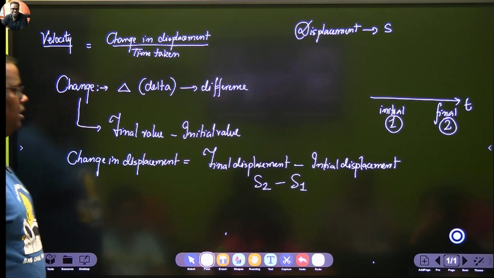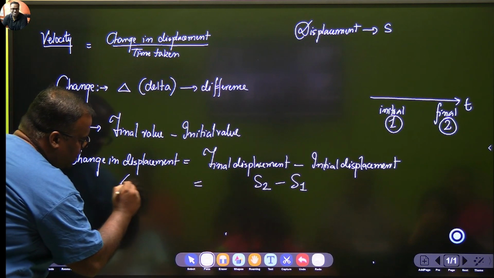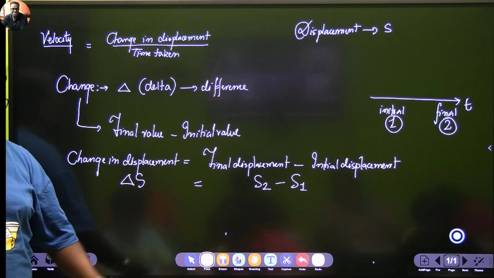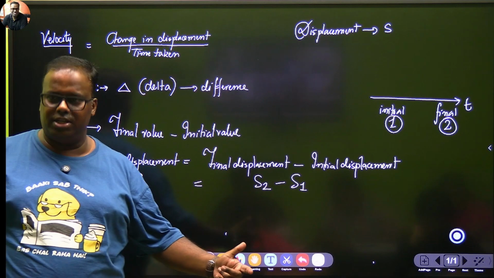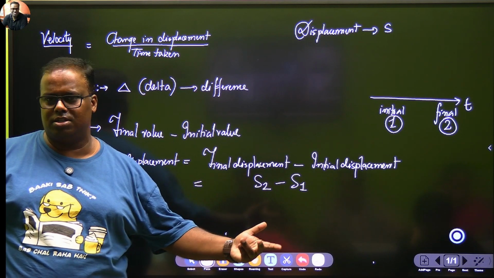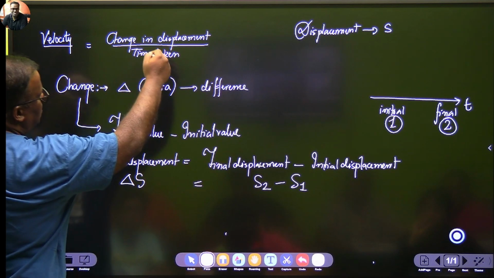Okay. Now, change in displacement means change is always denoted by delta. So this is delta S. Have you understood? So what does delta P mean? Delta P means change in price: final price minus initial price. Delta M, the change in my marks: final marks minus initial. So we should also have change in displacement by time taken.